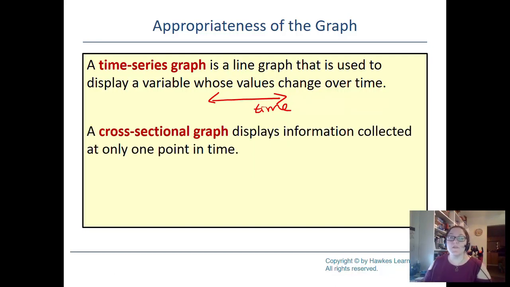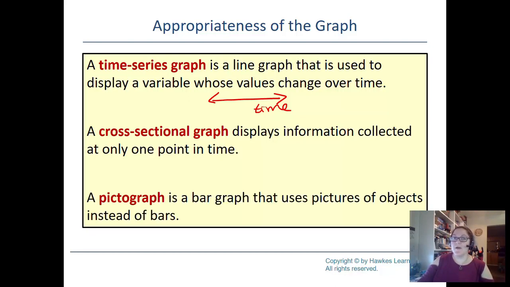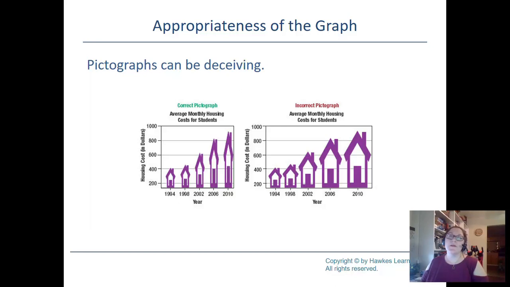A cross-section graph, and we didn't talk about this one too much in the previous section, just basically displays data collected at only one point in time. So basically you're taking a graph and just taking a small part of it. A pictograph is basically a bar graph, but instead of using bars, it uses objects. Be very leery of these because they can be very deceiving. So here's a nice pretty picture of a pictograph, and it is actually quite deceiving.